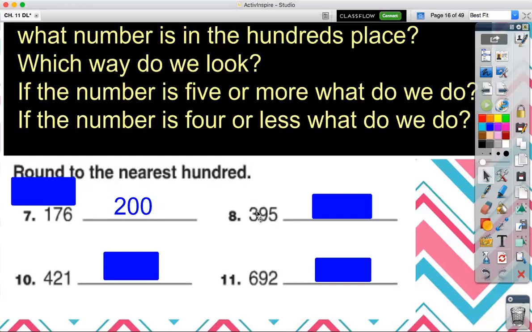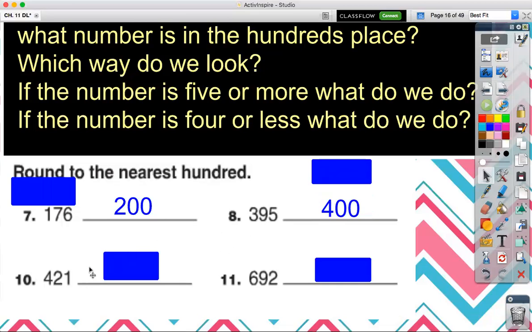Same thing with 395. What number is in the hundreds place? The 3. Good. So we're going to look to which way? To the right. This number is 5 or more. So what do we do with the 3? We're going to round it up. Good. What do we change the other numbers to? Zeros. So what is our new number? 400. Excellent.